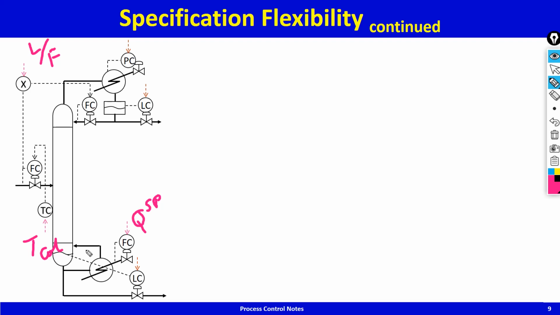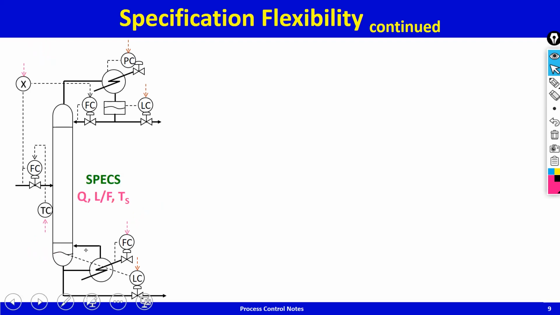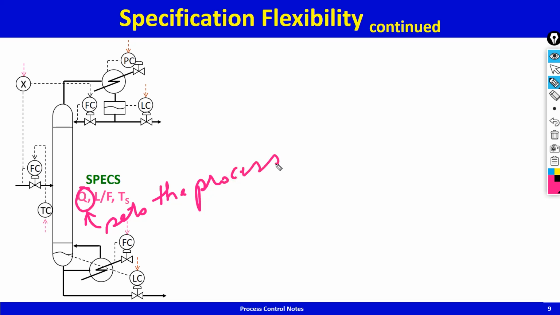So in this case, my specifications are Q, L by F, and TS. And the point that I wanted to make was that this guy Q sets production, sets the processing rate, and the processing rate is also referred to as throughput.